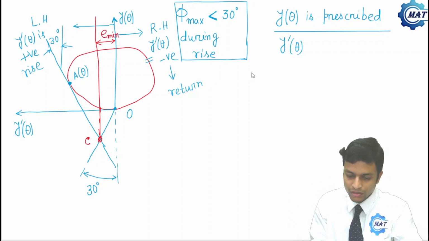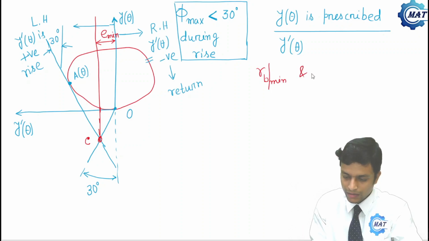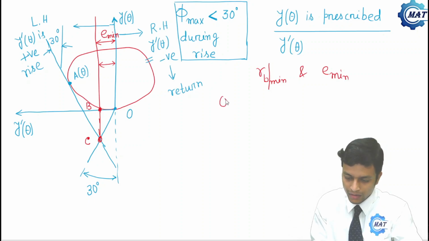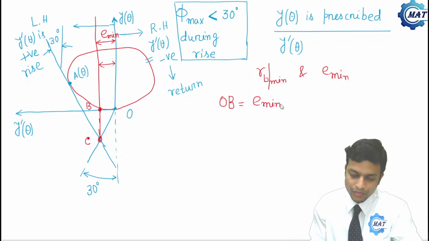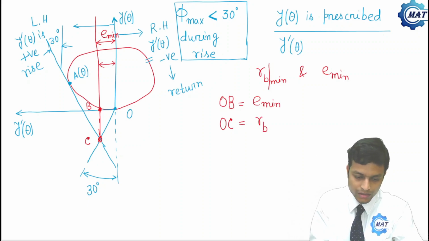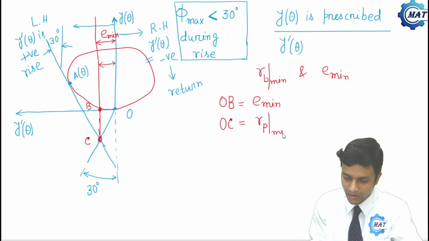Our objective was to determine RB min and E min. So this distance we have determined that this is E min. If say this point is B, then OB equal to E min. And we know that OC is RP, that is prime circle radius, so RP min.